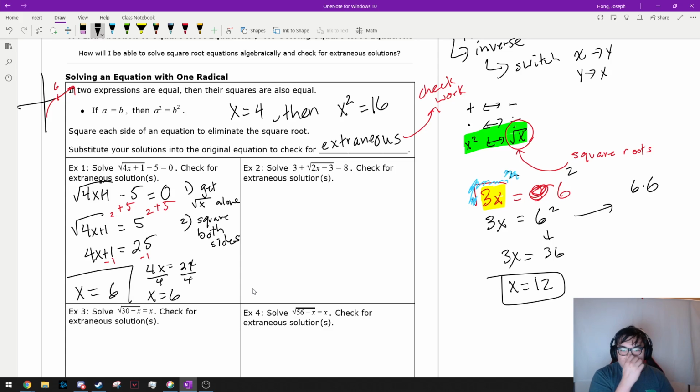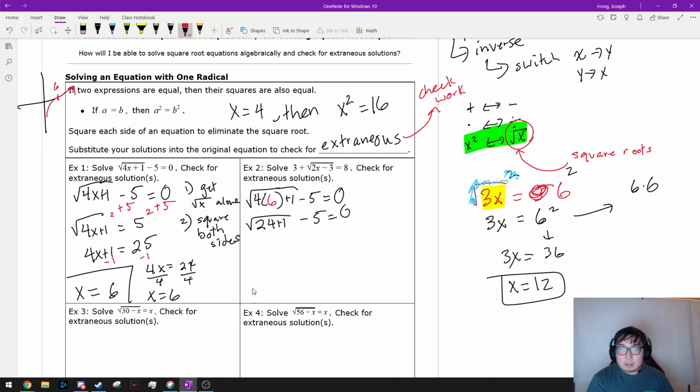And what I want you to do now is to plug this in. So I'm going to use this space over here for example 2 because I'm not going to work it out. But let's plug it in. Square root of 4 times 6 plus 1, minus 5 is equal to 0. So square root of 24 plus 1 minus 5 is equal to 0.